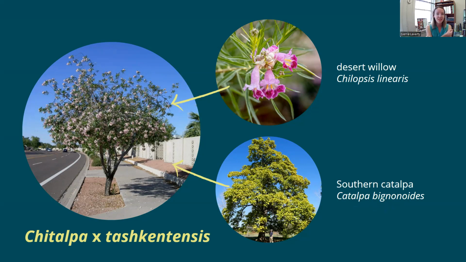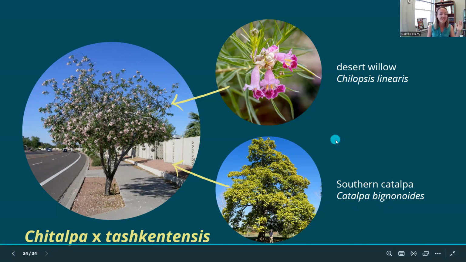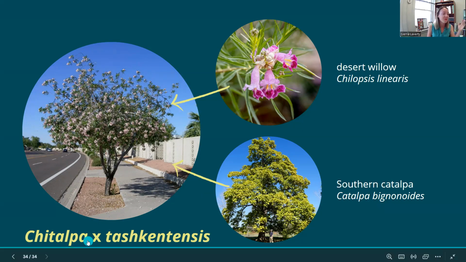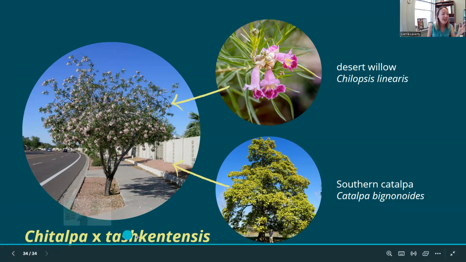And eventually, when that plant was brought back to America, they renamed the genus entirely. So this is something you can do when you create new hybrids, is just rename the genus. So it doesn't have Catalpa as the genus, doesn't have Chilopsis as the genus. They've smashed them together. So it's Chitalpa. Tashkentensis is the species name, and we've got this X here to indicate that it's a hybrid.